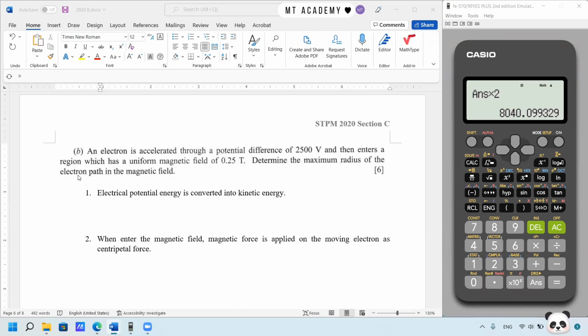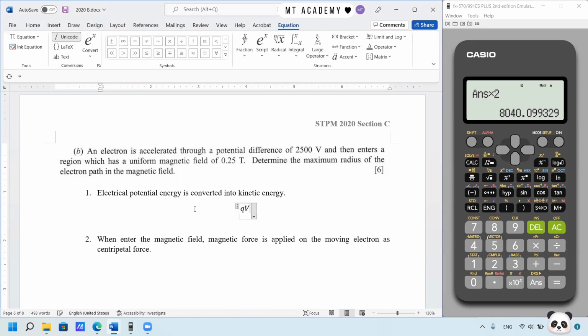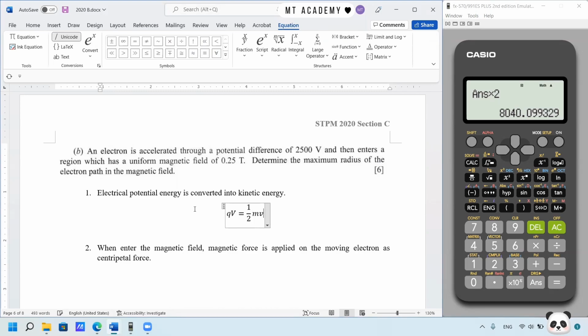So you can imagine that there are two cases here. First is the electron gaining kinetic energy through a potential difference, which is the electrical potential energy. This is something that you have learned in the topic of electrostatic force, or to be more specific, the production of the cathode ray, which has been discussed in one of my videos before. So the electrical potential energy U equal to QV is going to be converted into the kinetic energy of the electron.